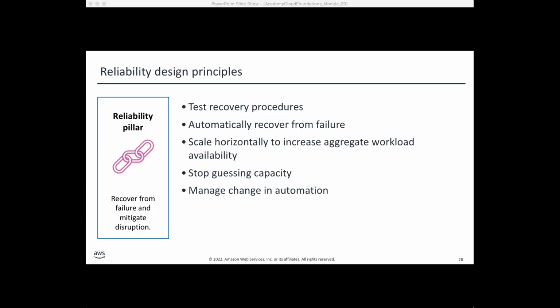Design principles, as you can see here, include testing recovery procedures. Basically, we should always test how the system fails and validate the recovery procedures. Maybe simulate it: if the system is failing, how can we recover from that, and is the recovery procedure enough to minimize the after effect of a failure?